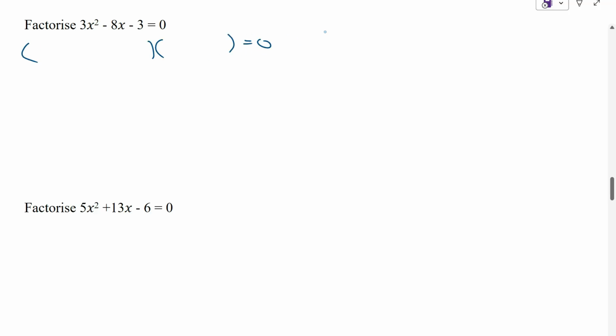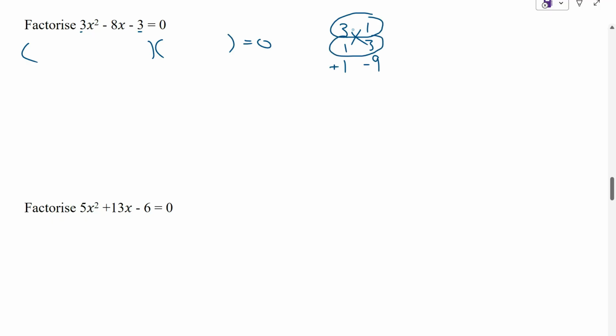Okay, so two numbers are multiplied to give us A and two numbers are multiplied to give us C. So 3 and 1, 1 and 3, 9 and 1, and this needs to add or subtract together to give us minus 8. So to get minus 8, we would have to do minus 9 plus 1. So yeah, seems like that works.